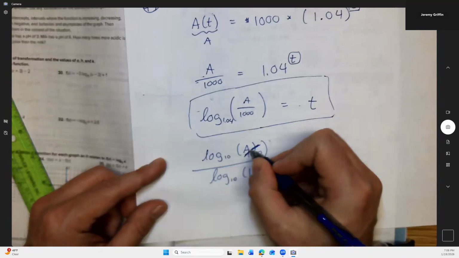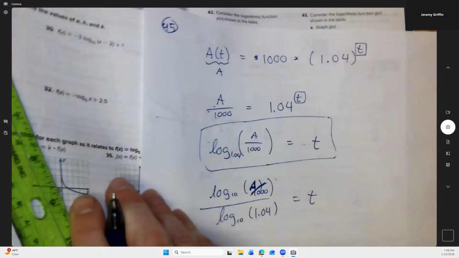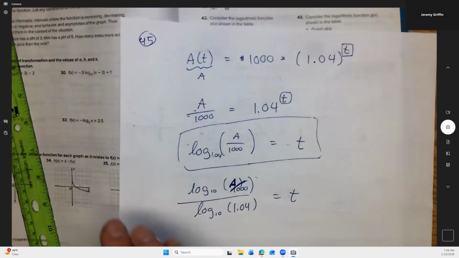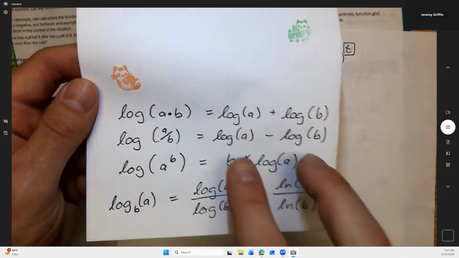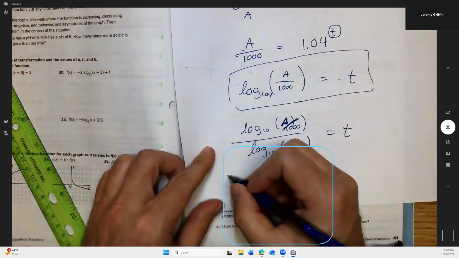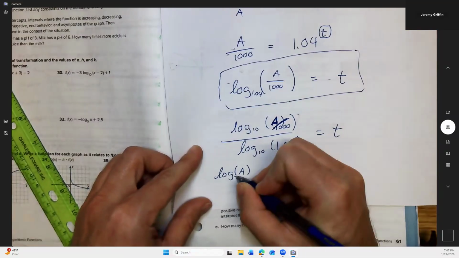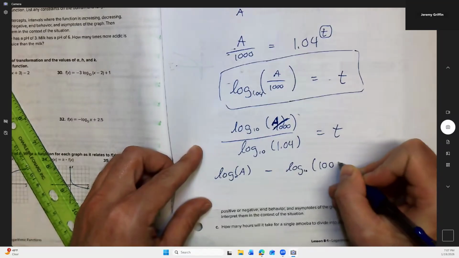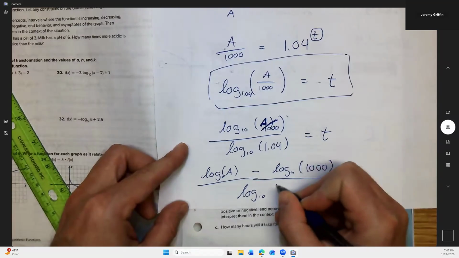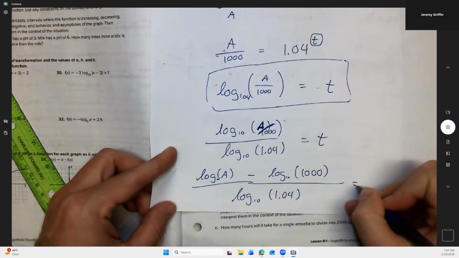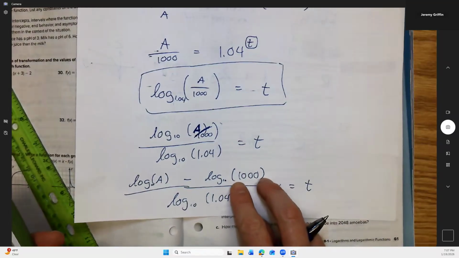And since I had A divided by 1,000 up here, there's another logarithm rule that your book was going to save for next lesson, but I'll show it to you right here. If you have a log of a fraction, that's the same thing as a difference of logs. So I can take advantage of that here. I can say log of the target amount minus log base 10 of 1,000, over log base 10 of 1.04, is equal to the amount of time it will take to accumulate.